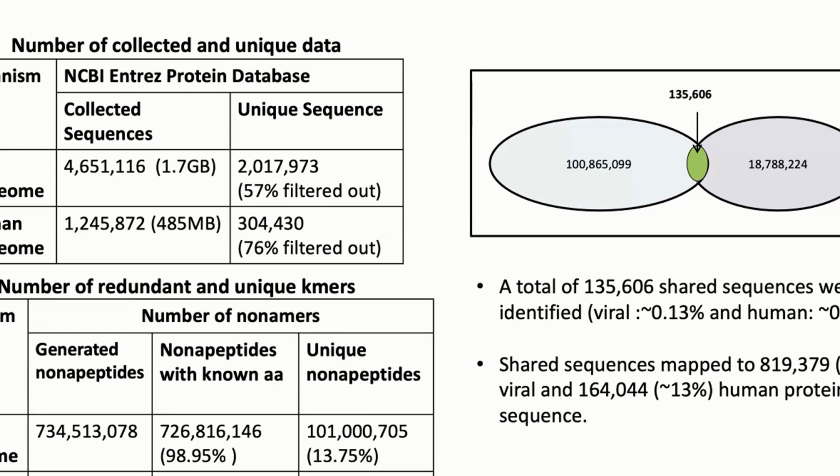But what is interesting is when you map these k-mers back to the actual full-length proteins, it maps to 819,000 viral sequences and 164,000 human protein sequences. So these k-mers, small bits, come from 164,000 different protein sequences that actually have some elements shared with viruses. And what could they be doing? How are they helping viruses, or what might their roles be? That's the next big question that we tackled.